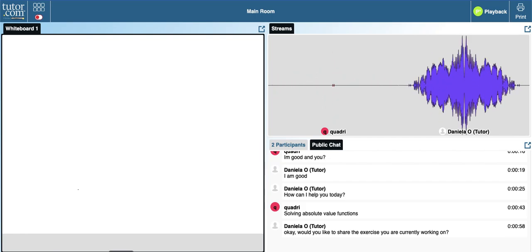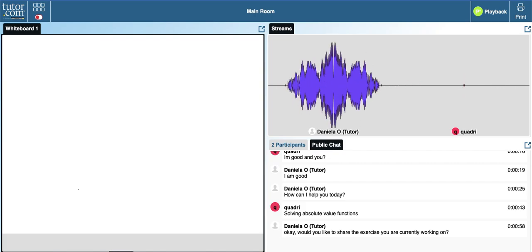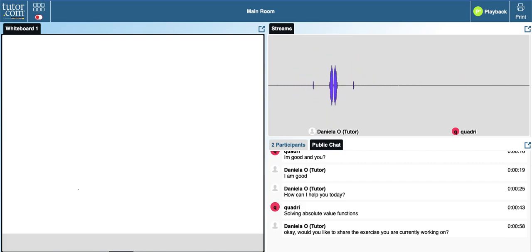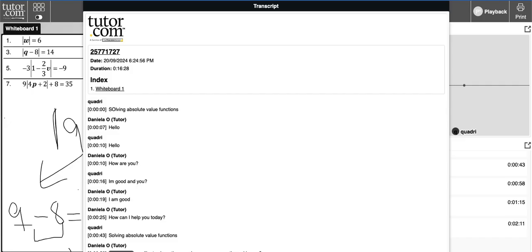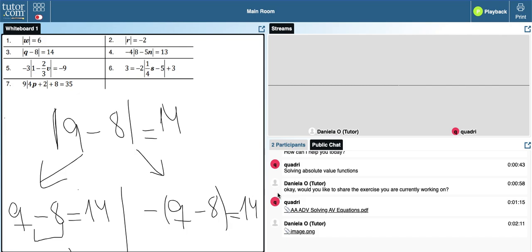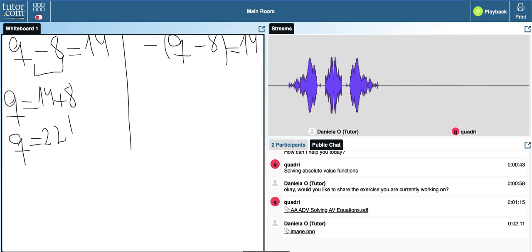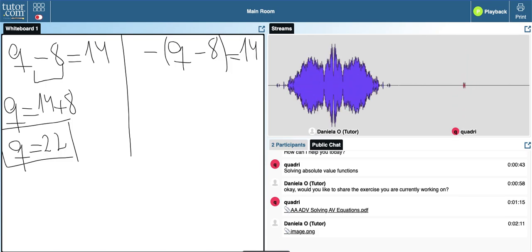So we can try to solve it. We pass minus 8 to the other side, adding, so 14 plus 8. How much is that? That would be 22. That's correct. Okay, so the first answer is 22.